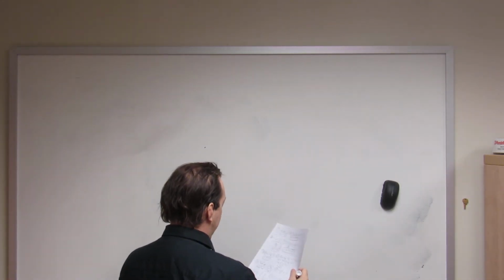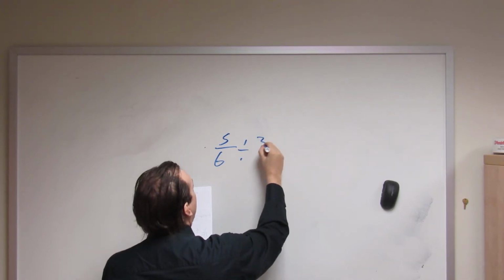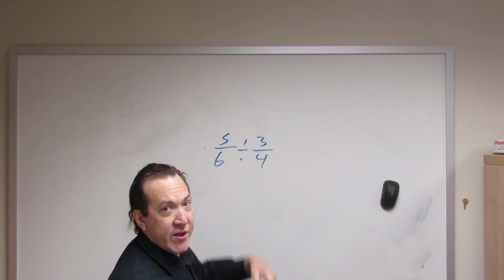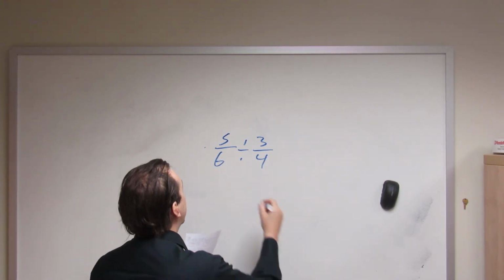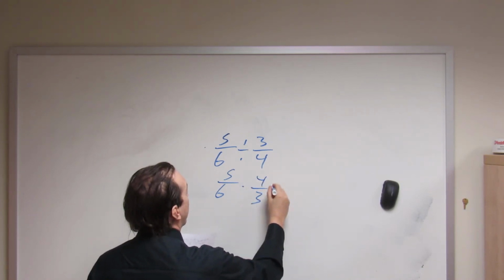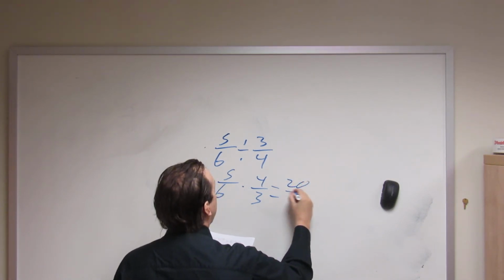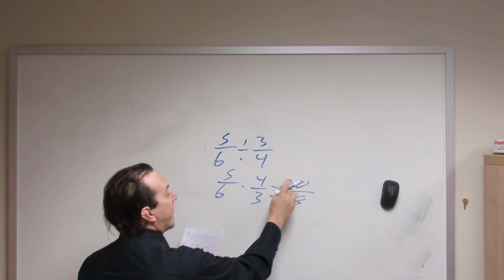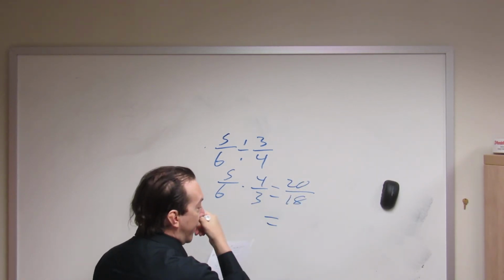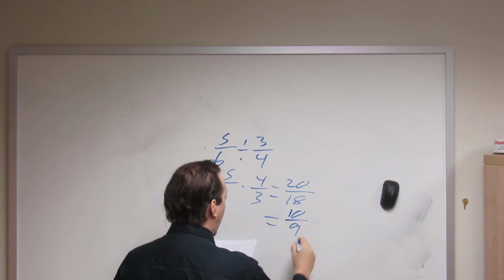Okay, then let's say we have 5 over 6 divided by 3 over 4. The first thing we do is flip the second one and turn it into multiplication. So 5 over 6 times 4 over 3. When we do that, we're going to get 20 over 18. 5 times 4 is 20. 6 times 3 is 18. We can divide both of those by 2. So we're going to get 10 over 9.